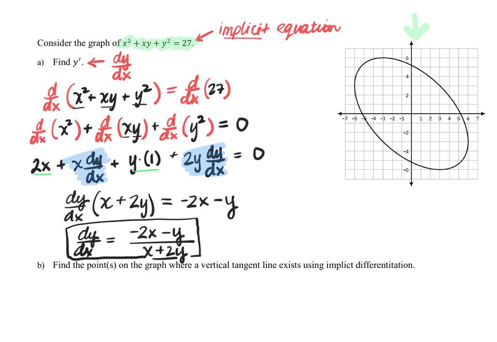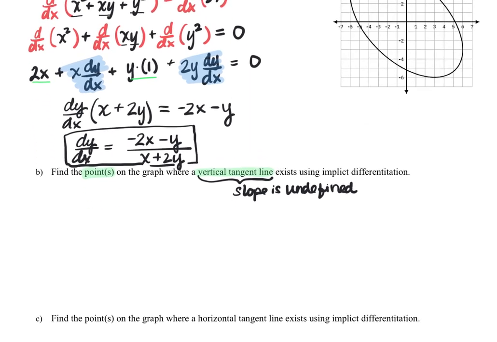And so now part B is asking us to find the points on the graph where there might be a vertical tangent line, using implicit differentiation. So we've already done the implicit differentiation part where we have computed the derivative. So now we're just going to do a little analysis on this derivative. In order to have a vertical tangent line, that means we have a place where the slope is undefined. And remember, that's because a vertical line has an undefined slope.